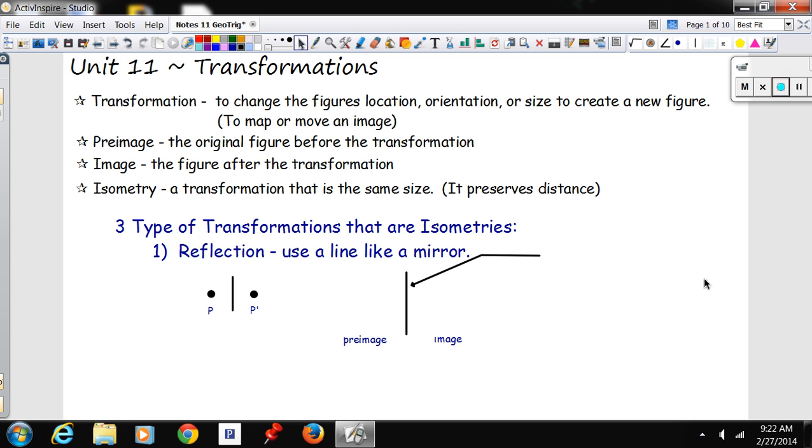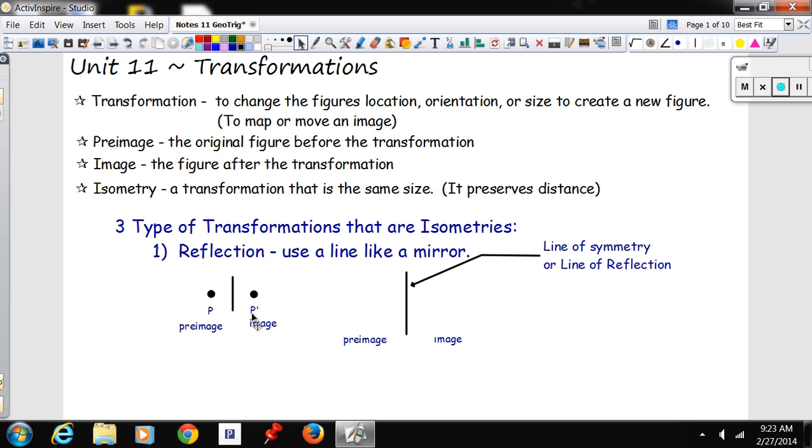It uses a line like the mirror. This dot right here would be called the pre-image. That's the image before we transform it. Now, I call this line right here the folding line also. You could call it a line of symmetry or a line of reflection. You could call it either one of those two. I just call it the line where we would fold it. Because when you fold that line, this pre-image, this dot point P right here, would fold over this line and it would become P prime, which we call the image.